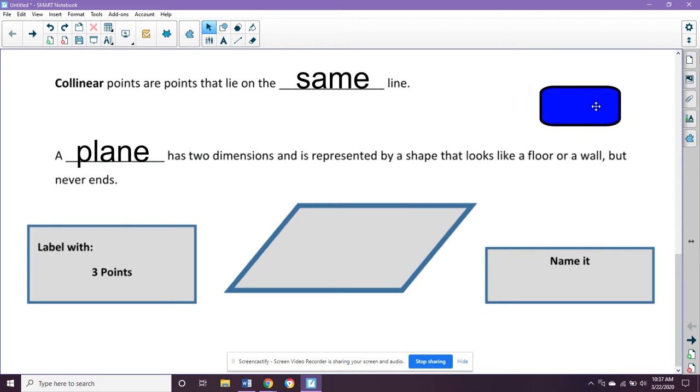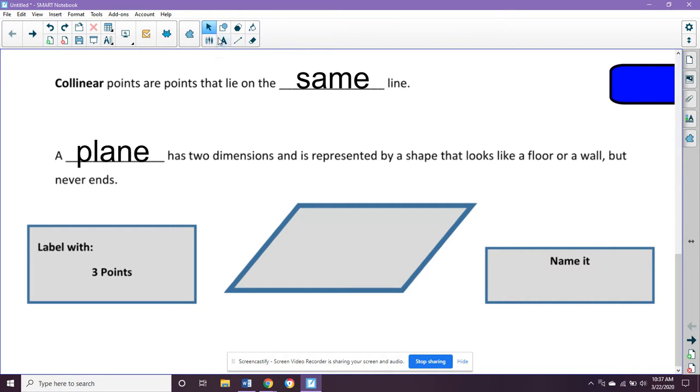Look at a plane. A plane now is 2 dimensions. It's represented by a shape that can look like a floor or a wall, but it never ends. It's all enclosed. So to label it, we have to label it by 3 points. So 3 points make a plane, 2 points make a line.